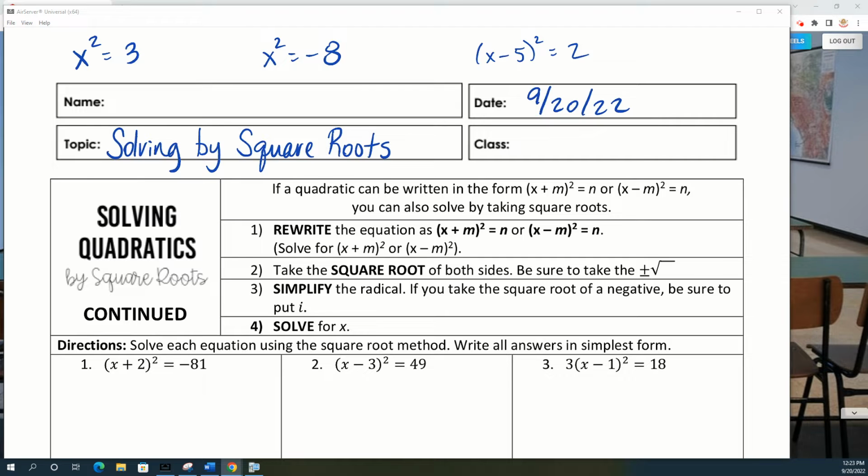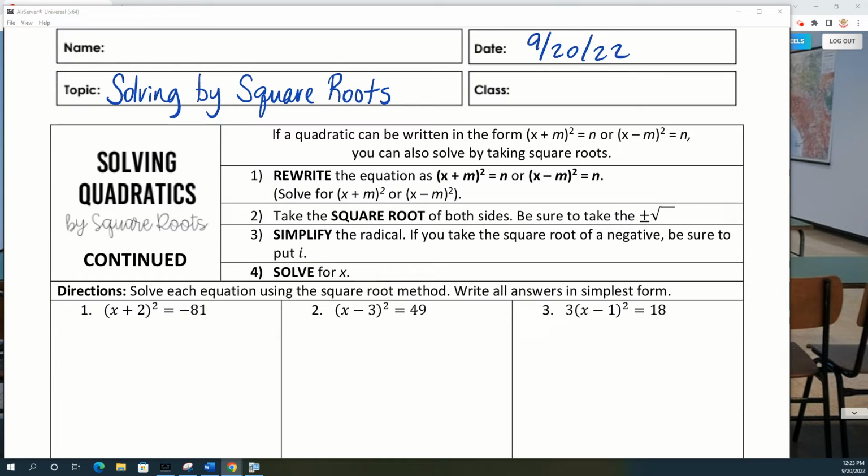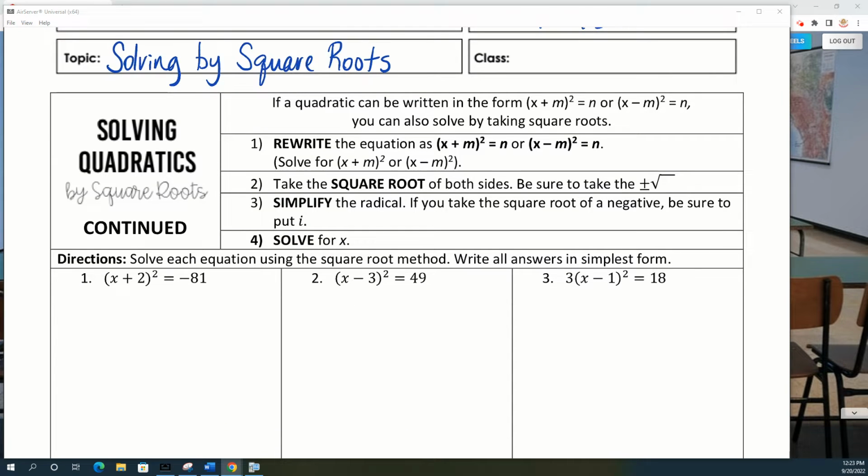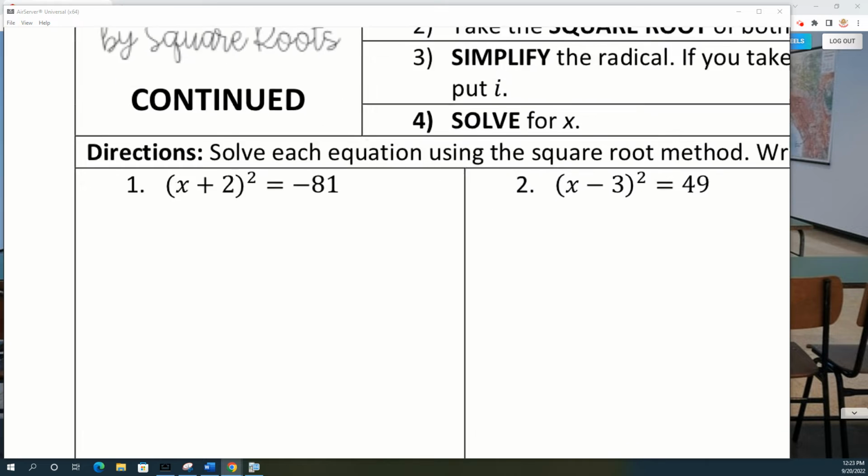All right. So the first thing we're going to do, kind of like yesterday, is move everything away from what's being squared. Yesterday we moved it away from x squared. Today you're going to move it away from the quantity squared. Then, just like yesterday, we're going to take the square root, making sure we take the positive and negative square root. We're going to simplify the radical, and if it's negative, we're going to put an i. But this one has one more step: we have to solve for x, and that's just adding something or subtracting something. So this one just has one extra step.